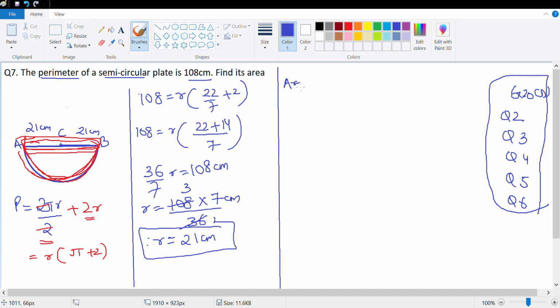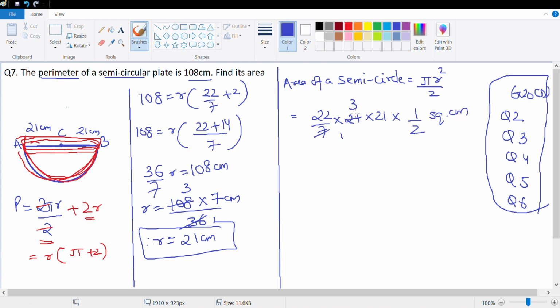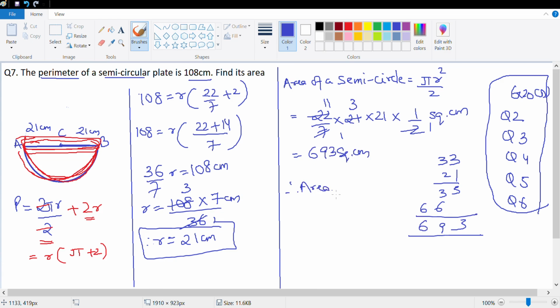So area of a semicircle is equal to half the area of the circle, which means pi r square upon 2. So in this case 22 upon 7 into r square, which is 21 into 21 divided by 2, which is into 1 upon 2 square centimeter. 7 1, 7 3, 2 1, 2 11. So this is 33 into 21. This is 3 3 6 6 3 9 6. So this is 693 square centimeter. Therefore, area of the given semicircular plate is 693 square centimeter.